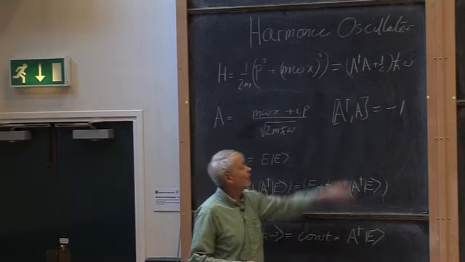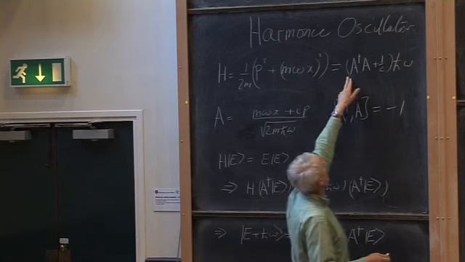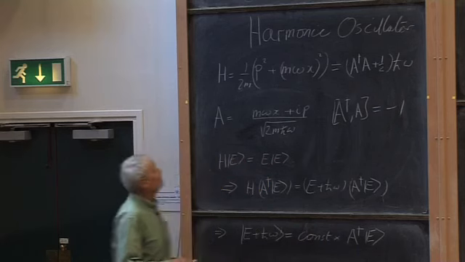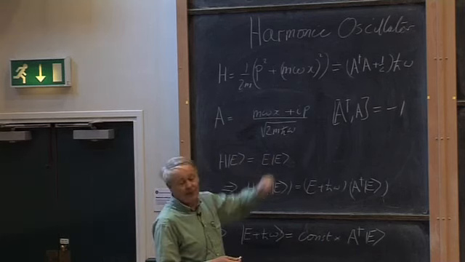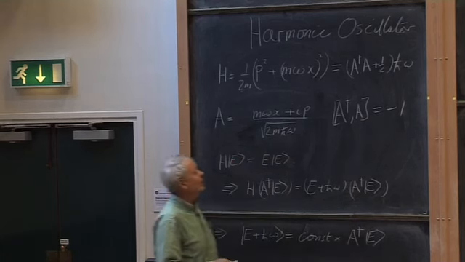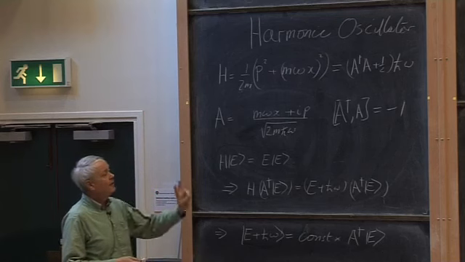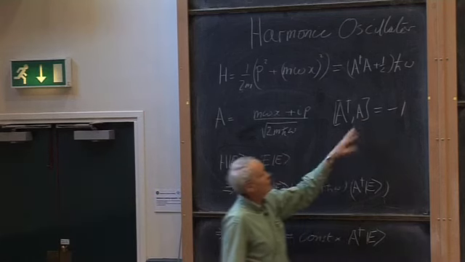And we found that this thing had two properties. First, A dagger A is very nearly the Hamiltonian. A dagger A plus a half h bar omega is the Hamiltonian. First important property. Second important property, that its commutator with its Hermitian adjoint is -1 when done this way round.